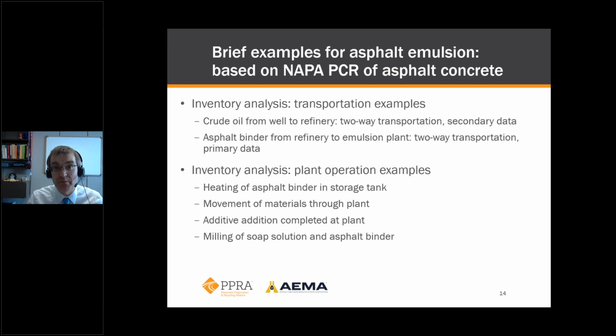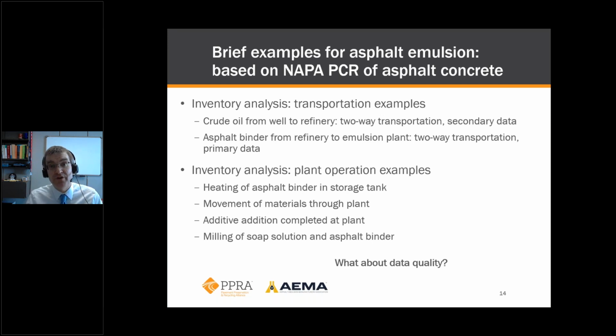So these are just a handful of examples. And if you've ever walked through an asphalt emulsion plant, you could probably go through almost every step and think, oh, wow, we might have to look at this, we might have to look at that. And you can kind of see how we're going to have to piece everything together, making sure that we're capturing all the critical stages and steps.